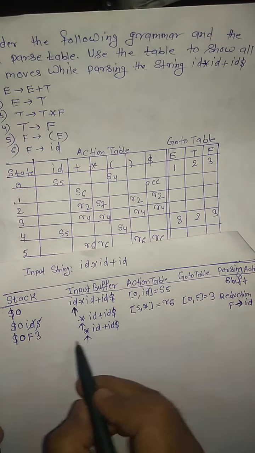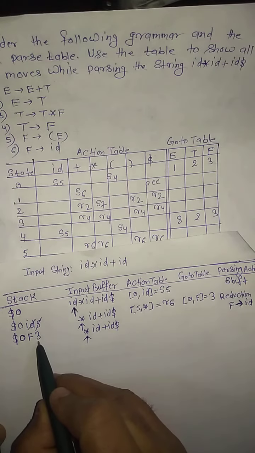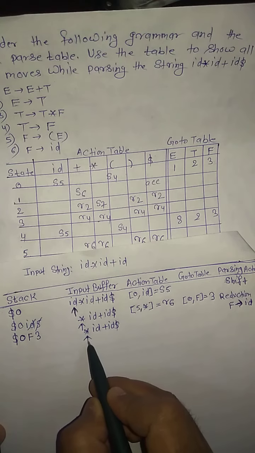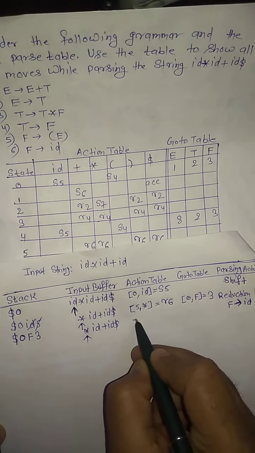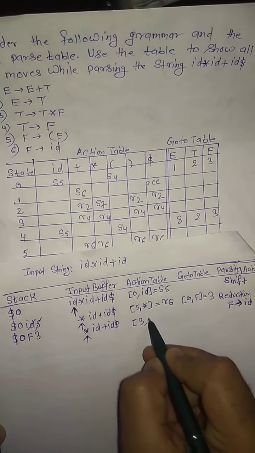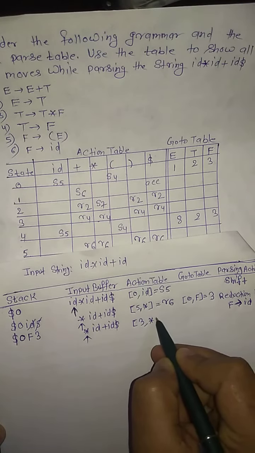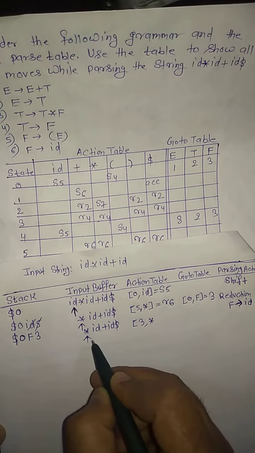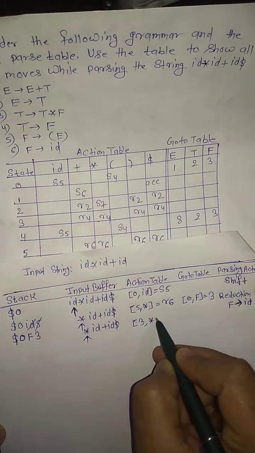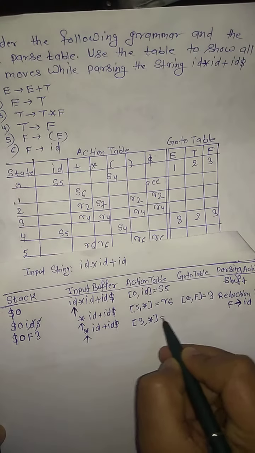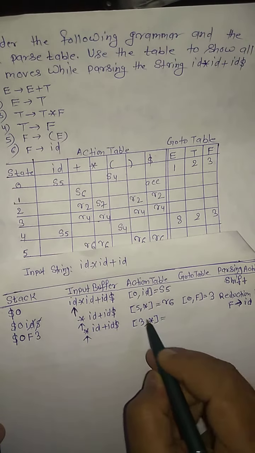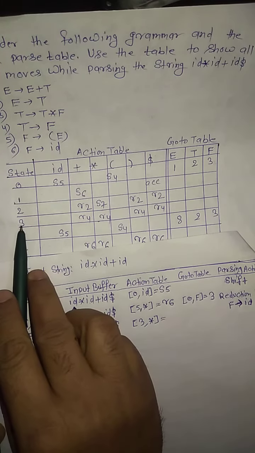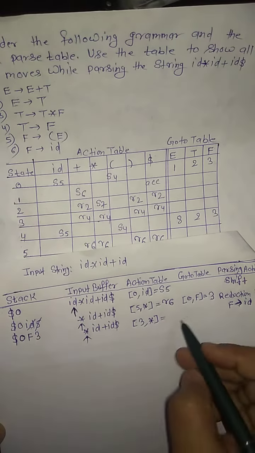Again repeat, you check what is the top of the stack. The top of the stack is 3, and the input buffer pointer points to the star. So you write here in the action table 3 comma star. Now you go to the parsing table, third row and star column. You have R4.